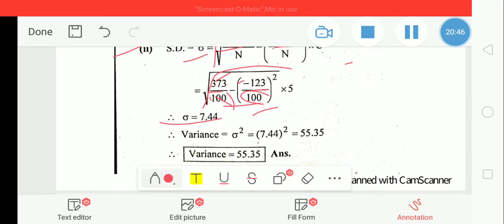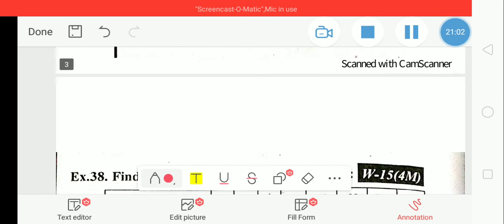So that is the standard deviation, and we know that variance is equal to sigma square, meaning standard deviation square. So 7.44 square is 55.37. So variance is equal to 55.37.